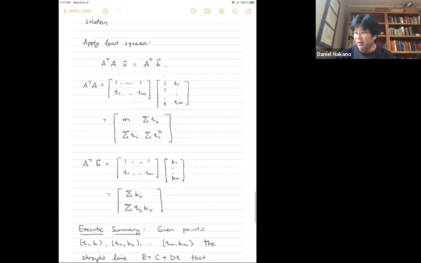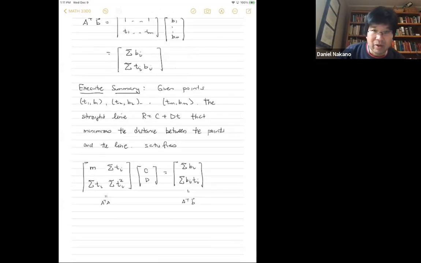So then you have your executive summary. You don't have to remember the formula. You just have to remember how this kind of goes, okay? So here's the equation that the least squares solution has to satisfy. It's just a 2x2 system of equations. You just plug it in and then you just solve.